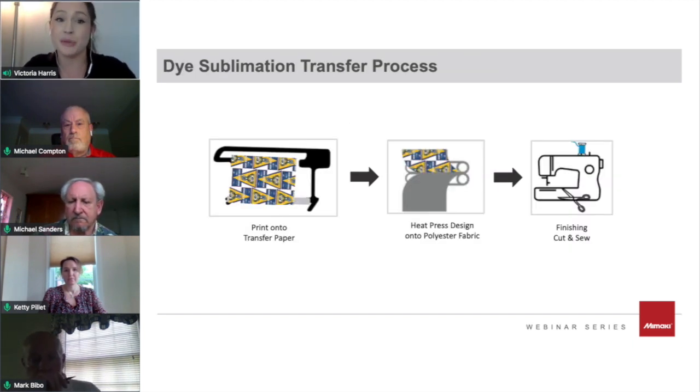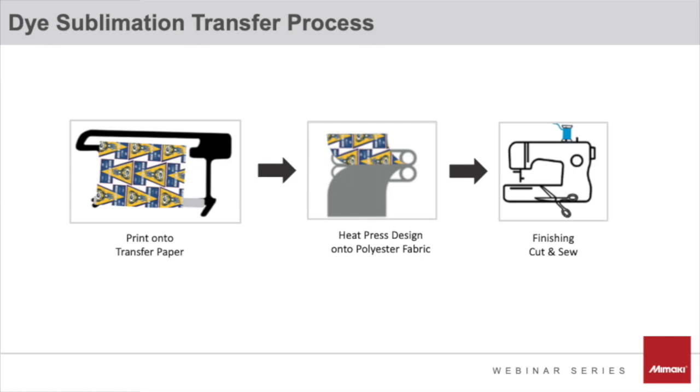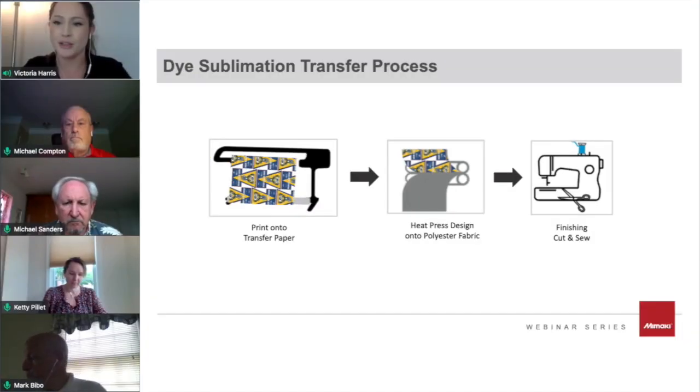So for your dye sublimation transfer process, you first print on dye sublimation transfer paper, and then you transfer the print to the fabric through the application of heat. So the inks go from a solid form on the paper to a gas form through the application of heat, back into a solid into the textile. So you have really excellent wash fastness. From here, then you would move into a cut and sew operation.